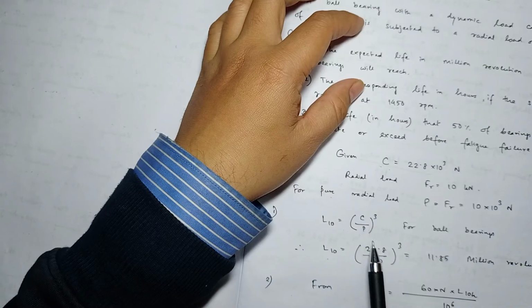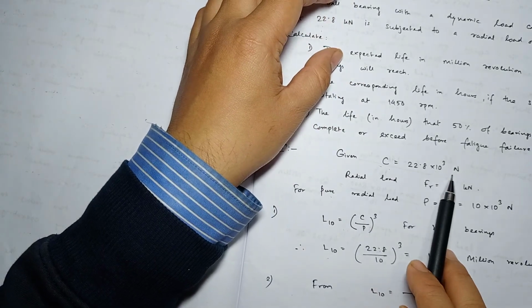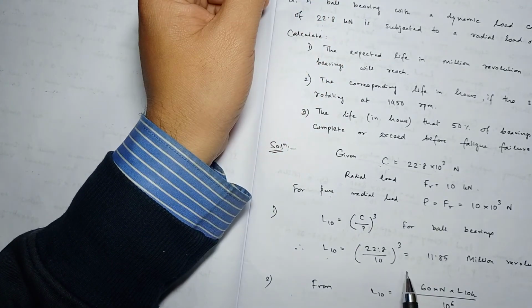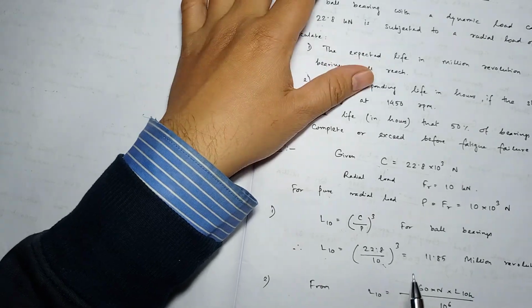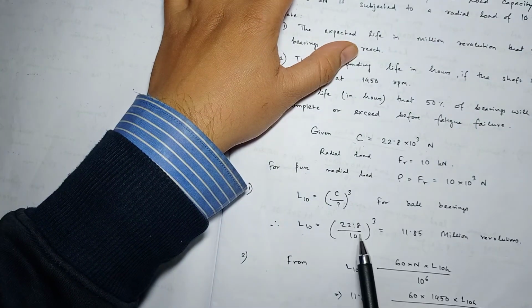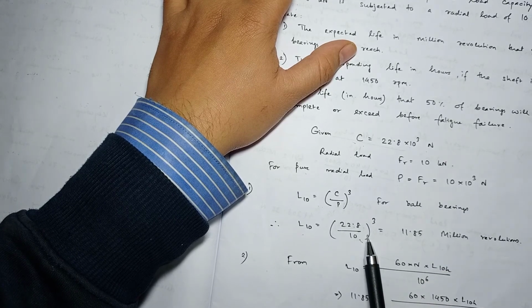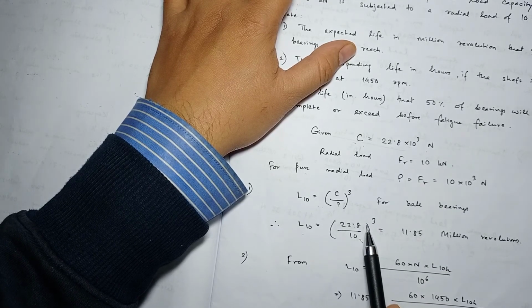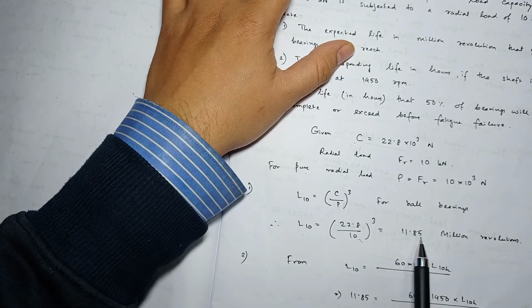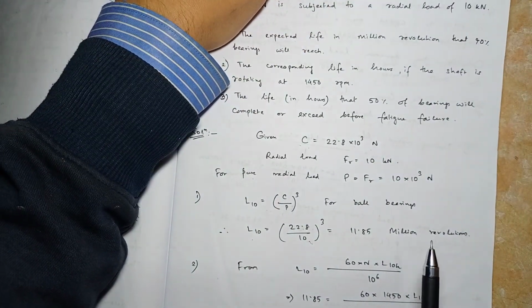So L10 is equal to 22.8, which is given in newton, multiplied by 10 to the power 3, divided by 10 into 10 to the power 3, cubed. The powers cancel out, so 22.8 divided by 10 cubed, which is 11.85 million revolutions. This is the first answer.